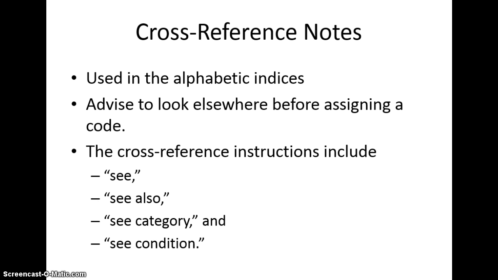The C category note is similar to the C cross-reference note. It provides the coder with a category number, and it is mandatory that the coder refer to the number in the tabular list and select a code from the options provided there. The C condition note advises the coder to refer to the main term for that condition. The coder will encounter this note when they are being referred to an adjective rather than to the noun form of a condition.